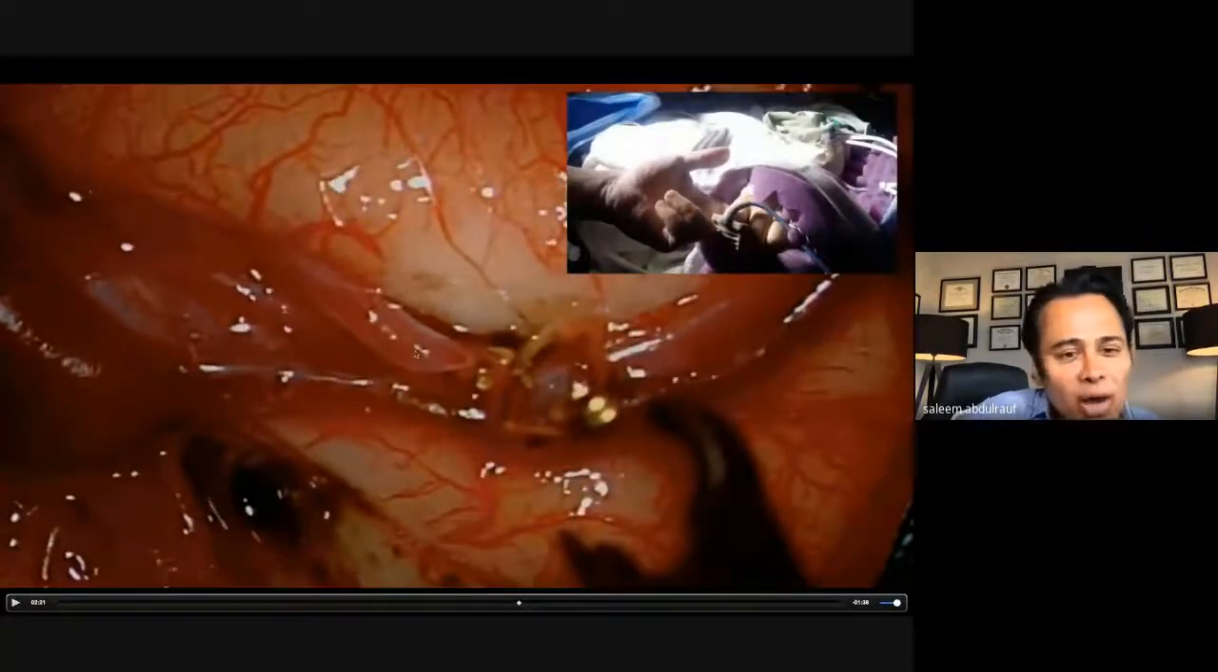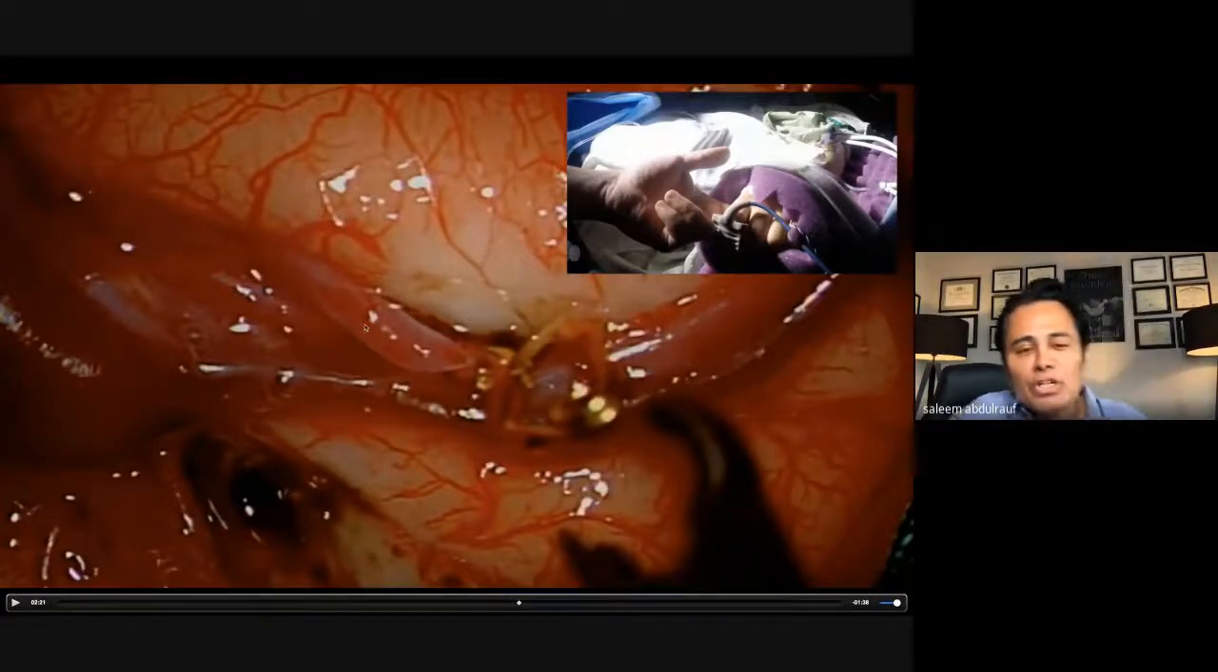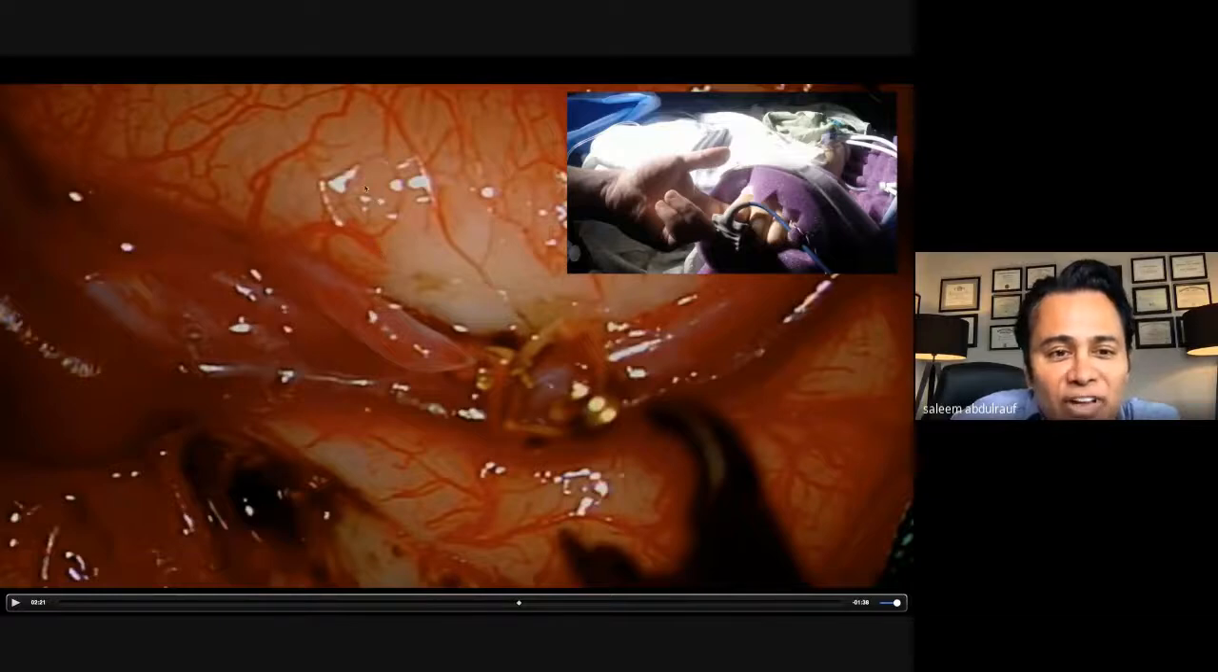Okay, so there's one branch right next to the motor strip. I'm not 100% sure, I'll be honest with you. Is this only an AVM feeding vessel, or is this a normal bystander vessel feeding the motor strip? Under general anesthesia, there's no way of knowing, okay?